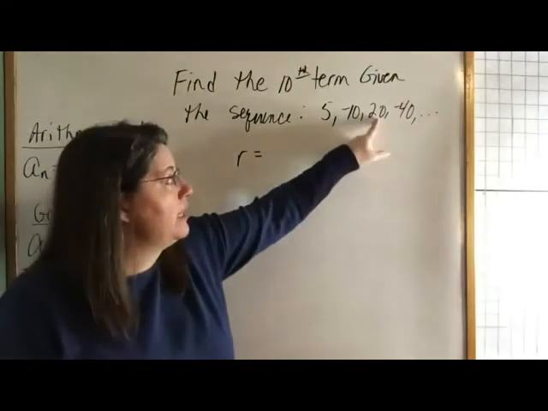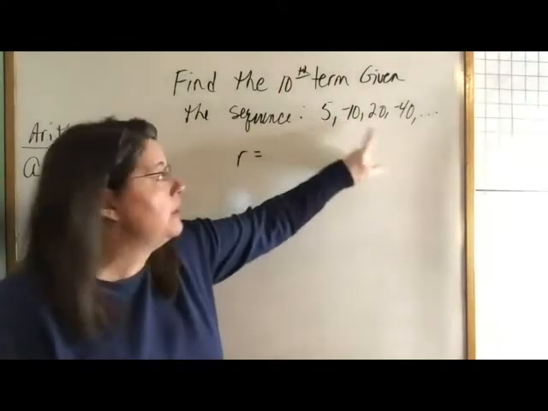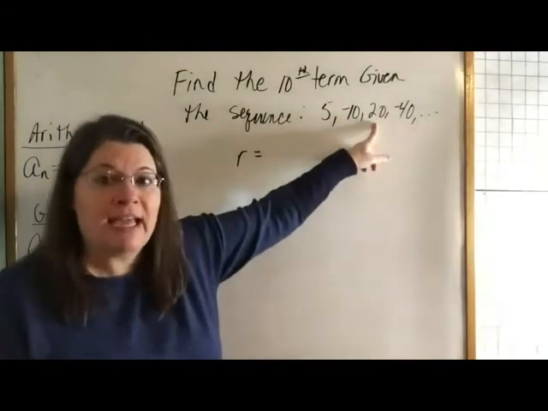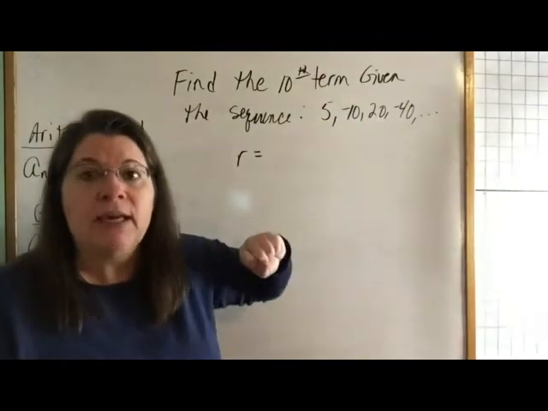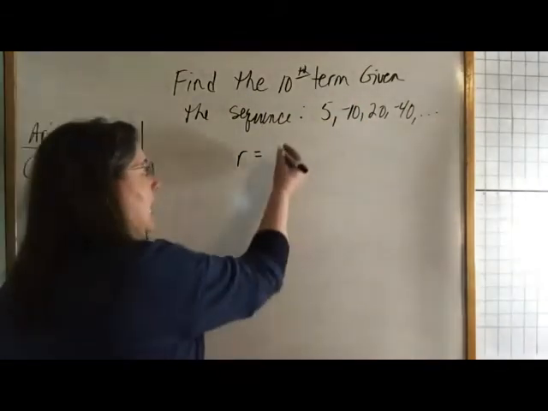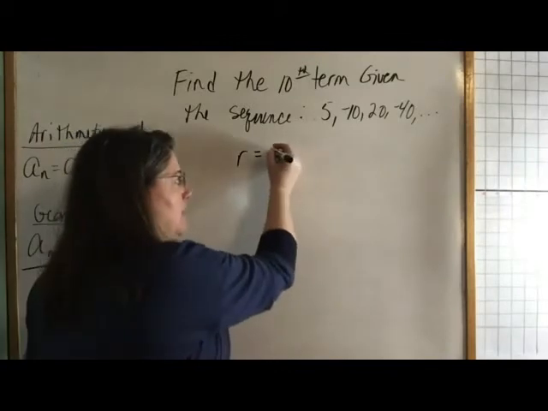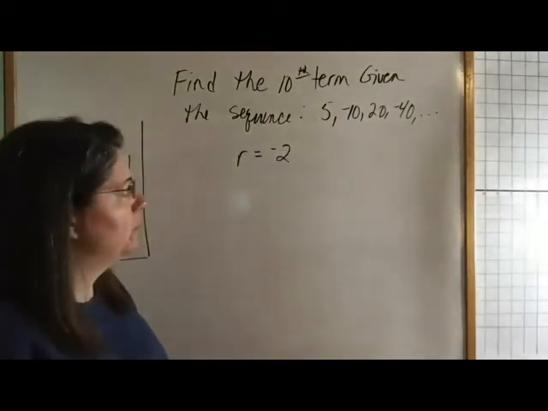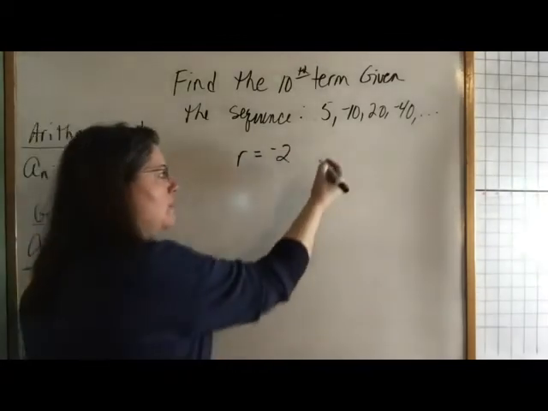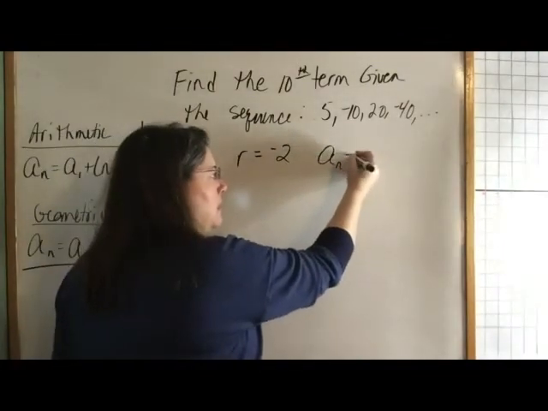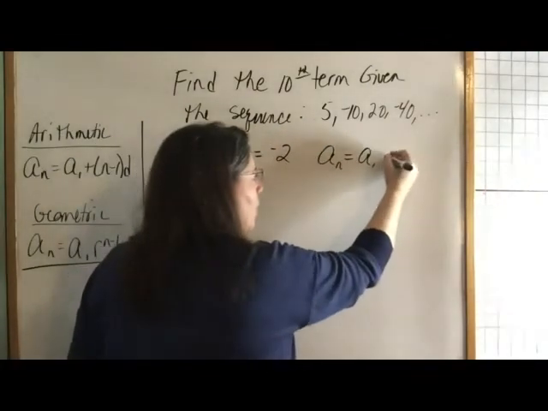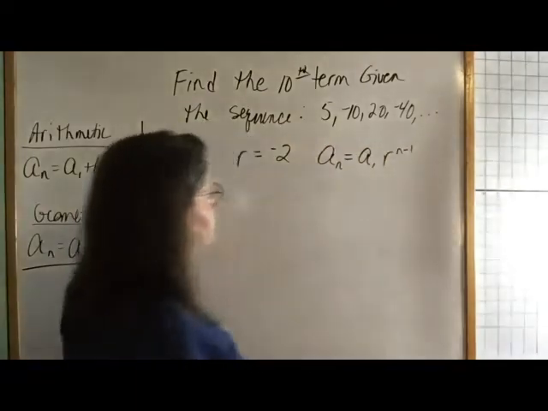You can do it here. 20 divided by negative 10 is negative 2. Negative 40 divided by 20 is negative 2. It doesn't matter which ones you pick, that will give you your ratio every time, so your common ratio every time. That is a negative 2. So we're going to use the geometric formula. So a sub n equals a sub 1 times r to the n minus 1.